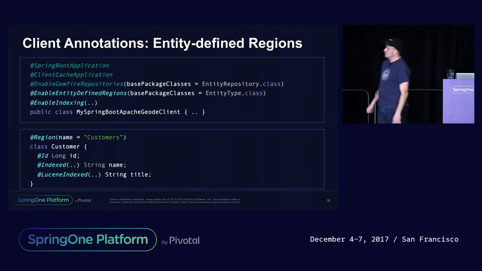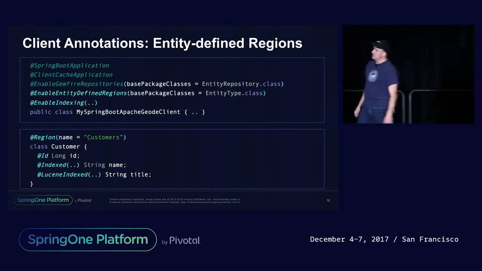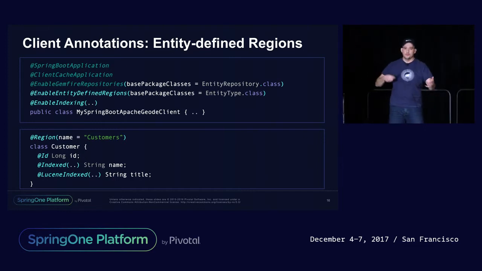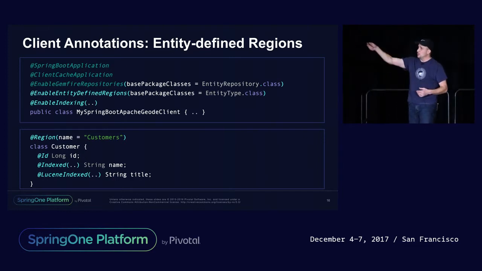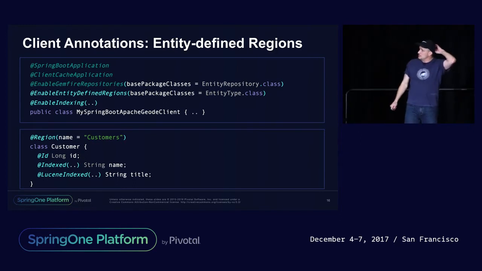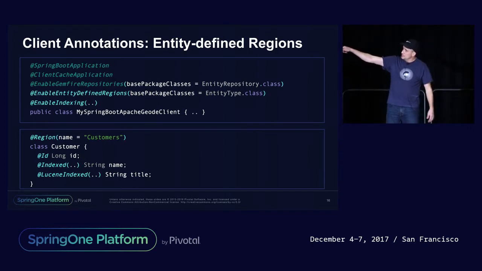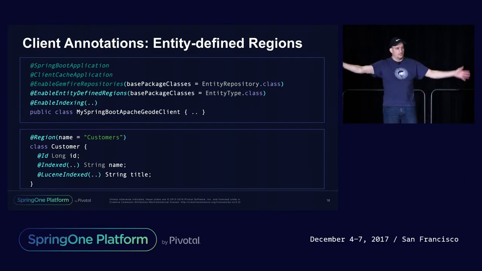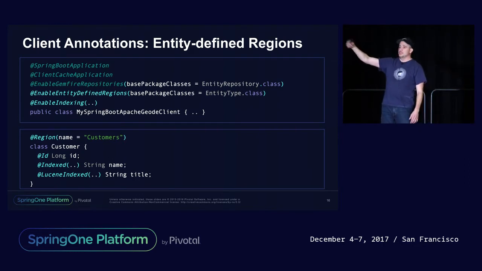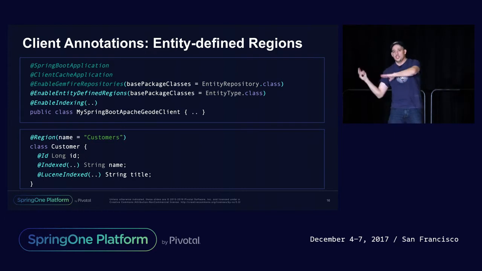So we talked about the @EnableEntityDefinedRegions along with EnableGemfireRepositories infrastructure, the most important one being the EnableEntityDefinedRegions. We also have the @Region mapping annotation along with indexing annotations. That's what I forgot to show you. The index got created on the server as well. So it does two things. It pushes up the actual region as well as the index.